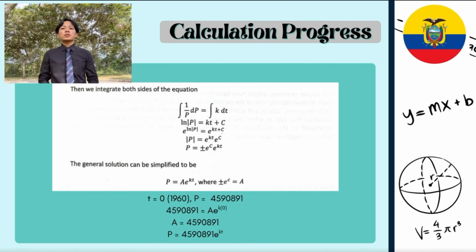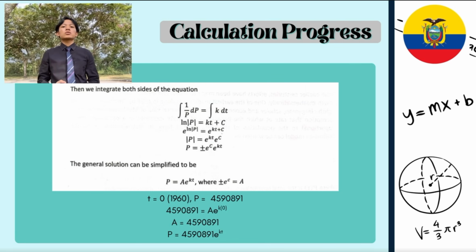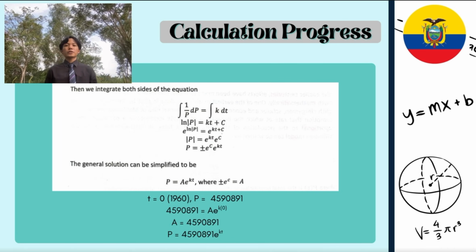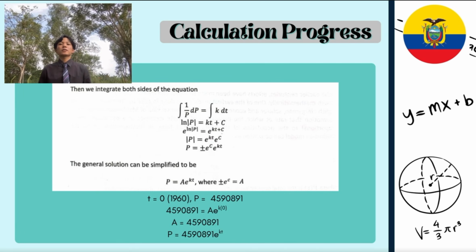By exponentiating both sides and simplifying the constant, we arrive at our general solution, P = Ae^(kt). In this model, A represents the initial population at our starting point, t = 0. To make this model specific to Ecuador, we define our base year t = 0 as 1960.